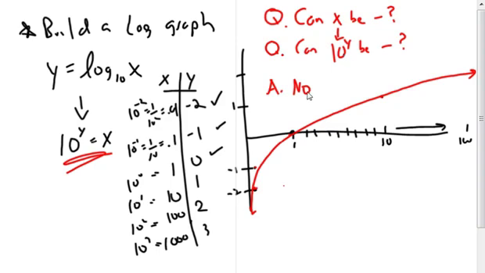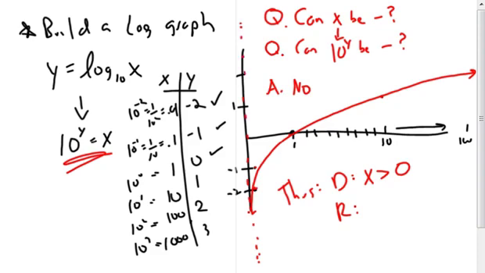Once you're positive, you're always positive. So the answer is no. Therefore, the domain is all x values greater than 0. I should have said, can it be negative or can it be 0? And the answer is no. It's never going to be 0, never going to be negative numbers. So the domain is all x greater than 0.